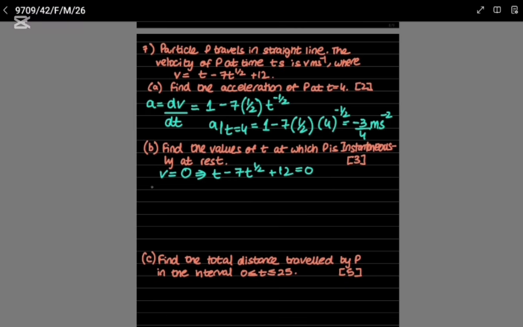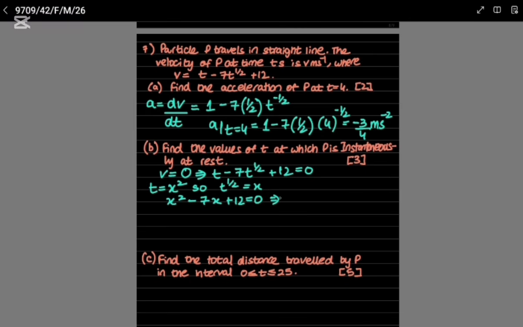Okay, so let's take a term or variable x. So let t equal to x squared. So that means that t to the power of half becomes x. Okay, so this becomes a quadratic now. Okay, x squared minus 7x plus 12 equal to 0.